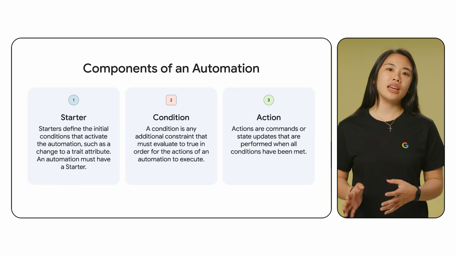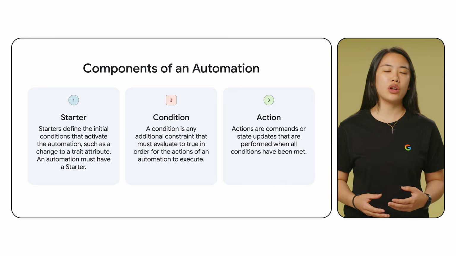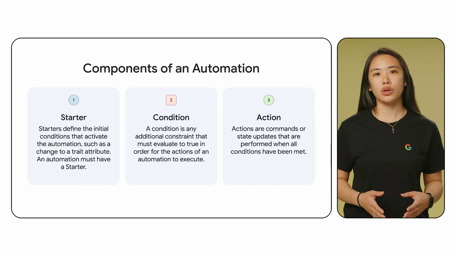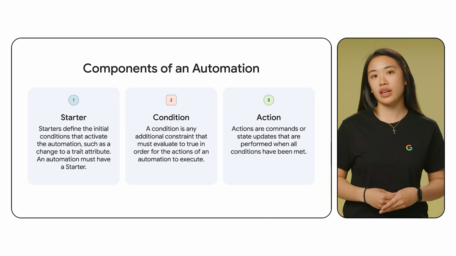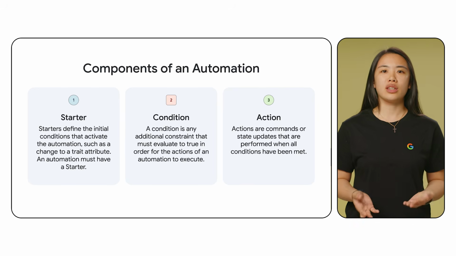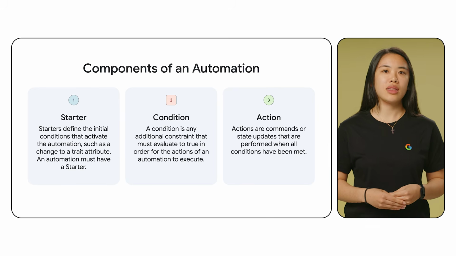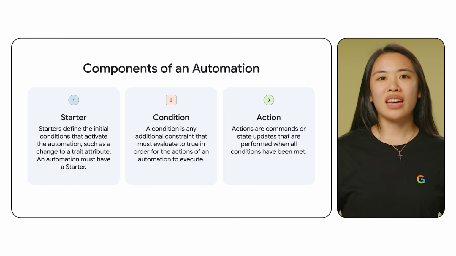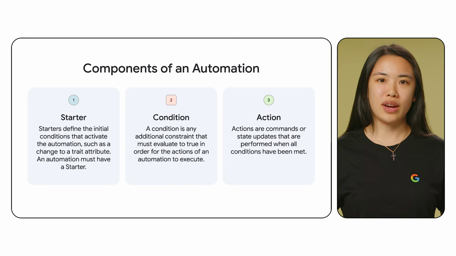A condition is any additional constraint to evaluate after an automation has been triggered. The expression in a condition must evaluate to true in order for the actions of an automation to execute. An action is a command or a state update that is performed when all conditions have been met. These nodes work together to automate behaviors using smart home devices.